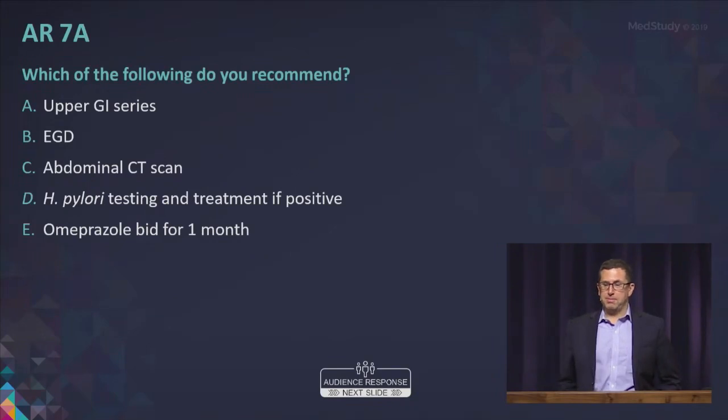Which of the following do you recommend based on the slides that I just presented? Upper GI series, EGD, abdominal CT scan, H. pylori testing and treatment if positive, or PPI such as omeprazole for 1 month.